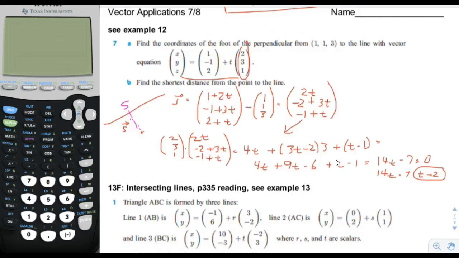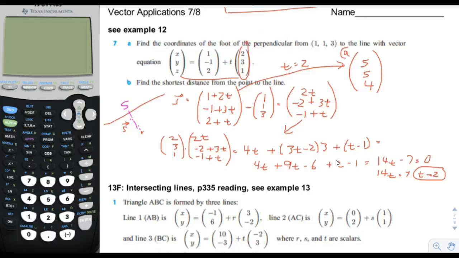then we know that the coordinates we were looking for right here, no, not there. The coordinates for this here, we just plug in 2, and then we get the coordinates. So 1 plus 2 times 2 is 5. Negative 1 plus 6 is 5. And 2 plus 2 is 4. So that is the answer to A, where it's asking what is the point S, the position vector S. So it's 5, 5, 4.